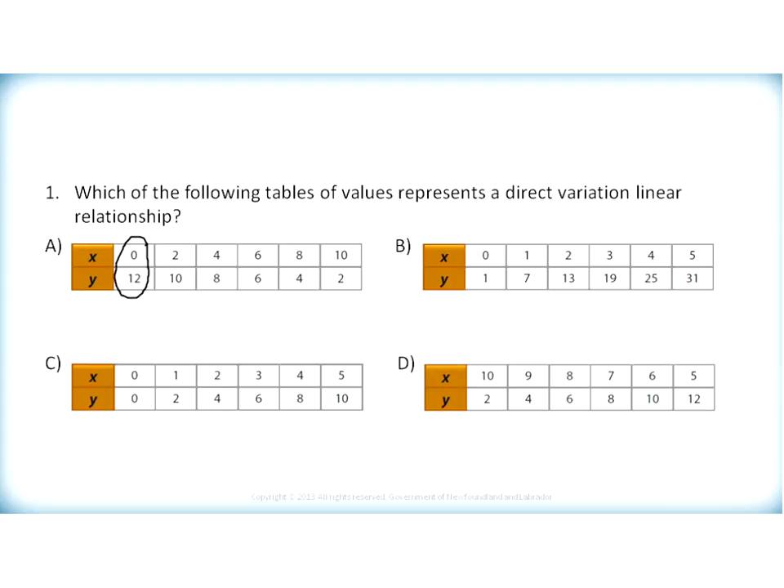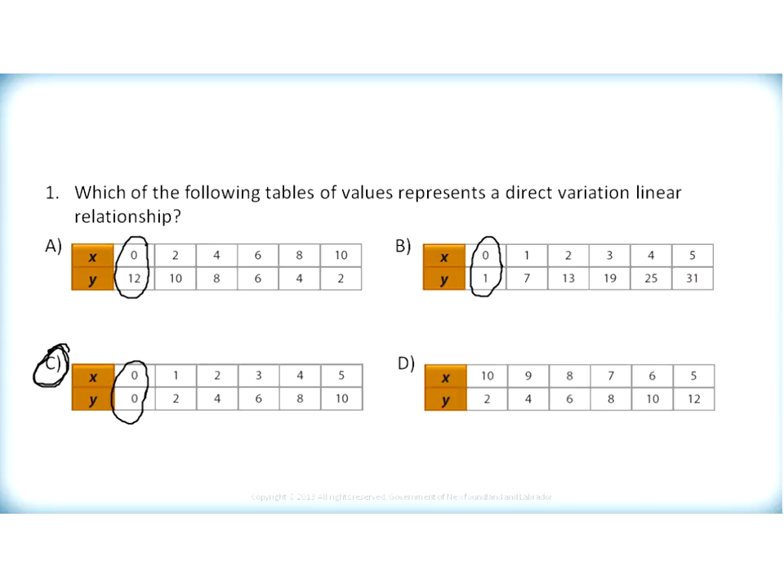When my independent x is equal to 0 in A, my y variable, which is my dependent variable, is 12. It's not 0. In B, when my independent variable is 0, my dependent variable is 1. In C, when my independent variable is 0, so is my y variable. So this is the answer right here. It is going to be 0, 0. It's going to be C.